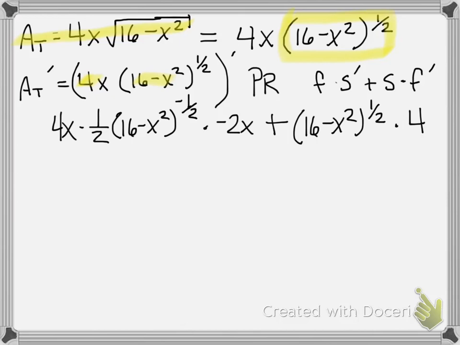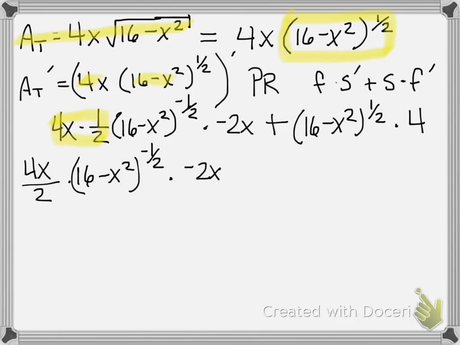So now whenever we clean that up a little bit, we get 4x over 2 from these two right here. And that's going to be times 16 minus x squared to the negative 1/2 times our negative 2x. And that is going to be plus, we're going to have 4 times 16 minus x squared to the 1/2.